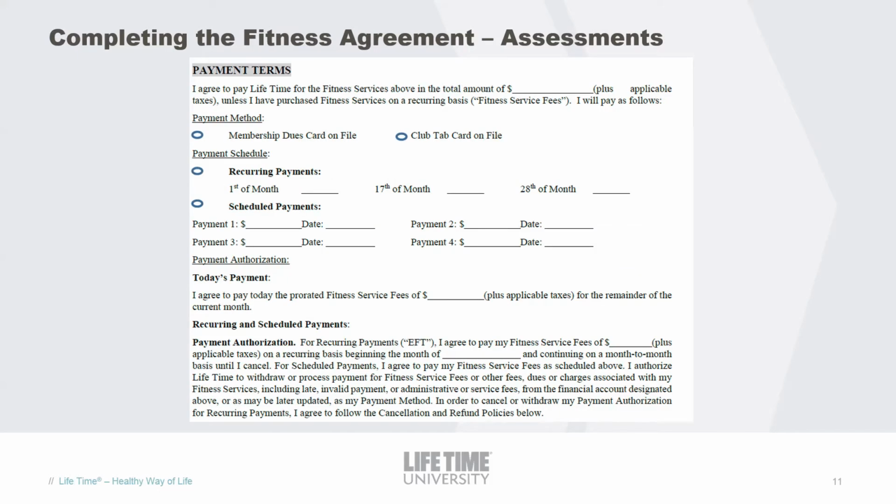Payment terms are again agreeing to the $99 charge plus applicable taxes, and the method is Club Tab card on file. Since this is a one-time purchase, there are no reoccurring payments. However, a great product to couple with this is the Metabolic Conditioning Program. Today's payment for the active metabolic assessment is a total charge of $99.